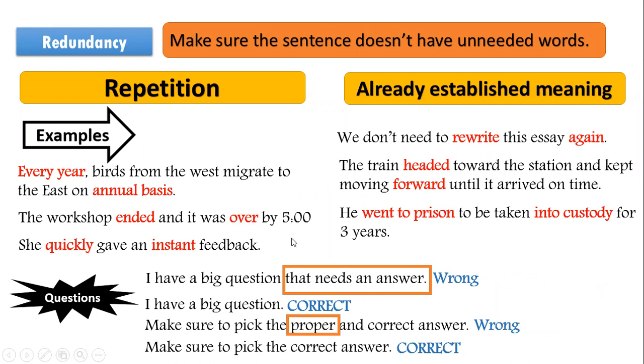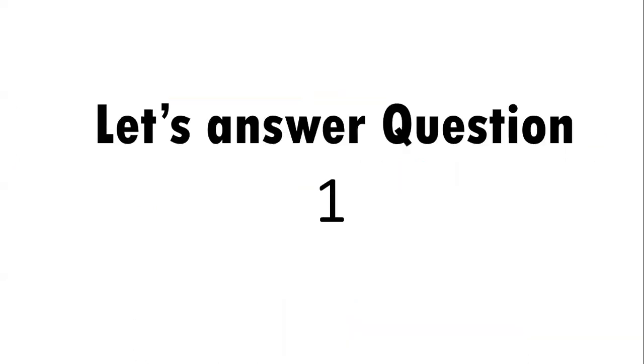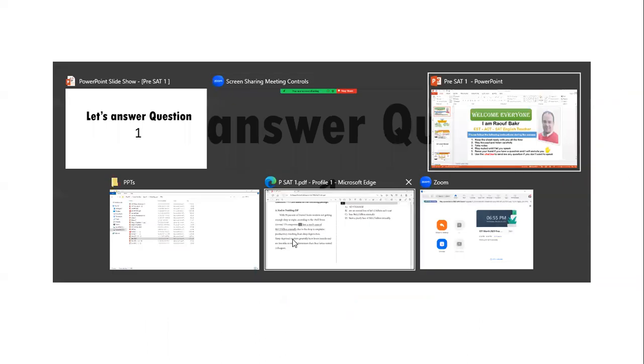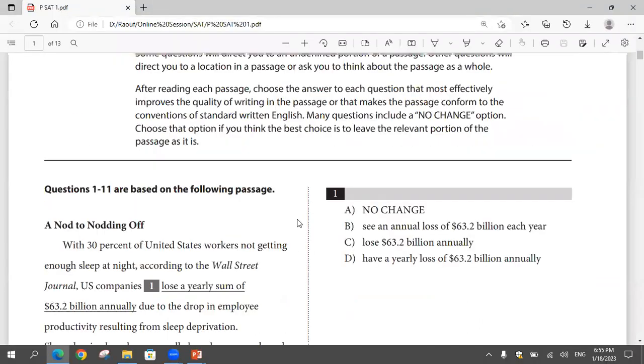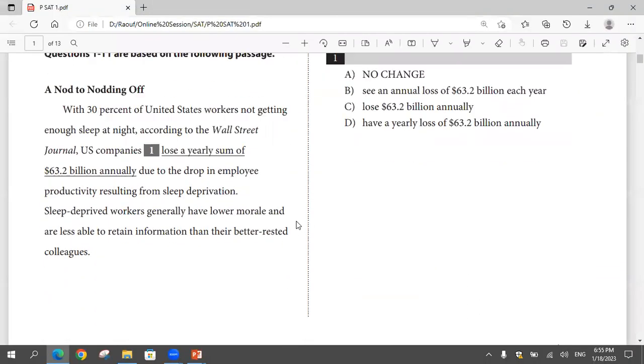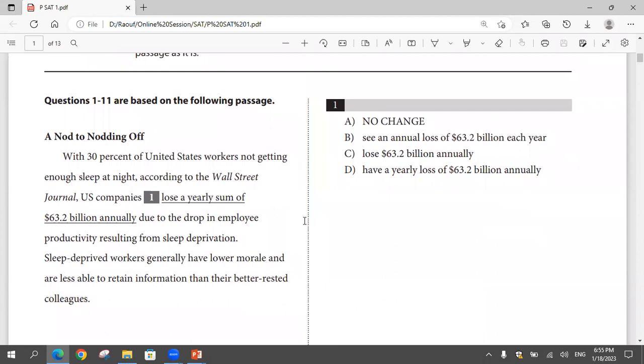Now, we understand what redundancy is. Let's move to the sheets. We have question 1, please. Here's question 1. Think of an answer to question 1, please. And before you write A or B or C or D, write 1, the number of the question, so that I know what you send is an answer to question number 1. So write 1A or 1B or 1C. Go ahead, please.